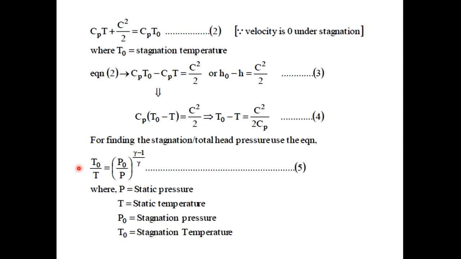For finding the stagnation or total head pressure, we can use the temperature-pressure relationship for an adiabatic process, where there is no heat transfer. So by applying that, we will get T0/T = (P0/P)^((γ-1)/γ), which we name as equation number 5.